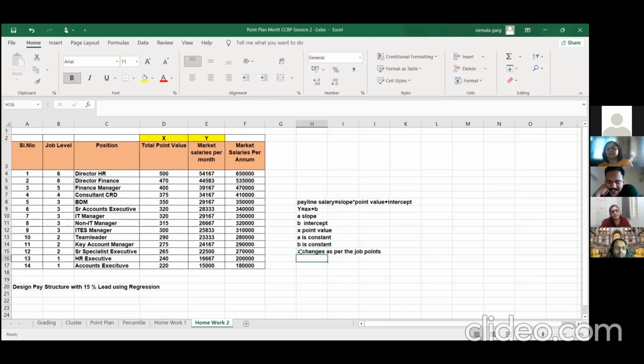Very clear? Yes. So just to sum up, for example for director HR, if the midpoint we are calculating comes to 60,000 per month, then we will be giving 60,000 plus 15% of that as our value. Exactly. That's it.